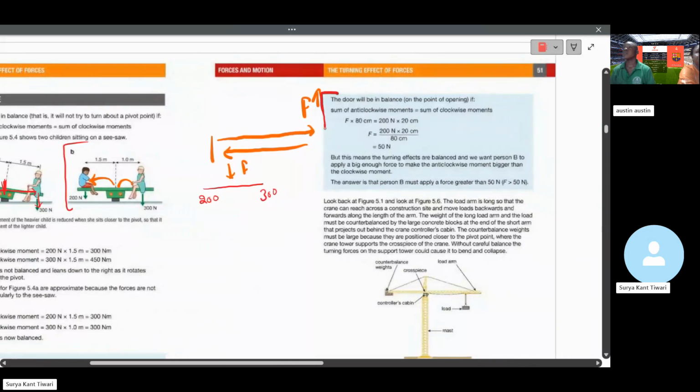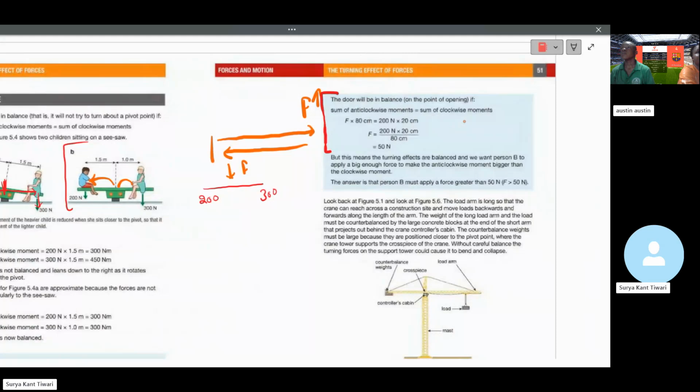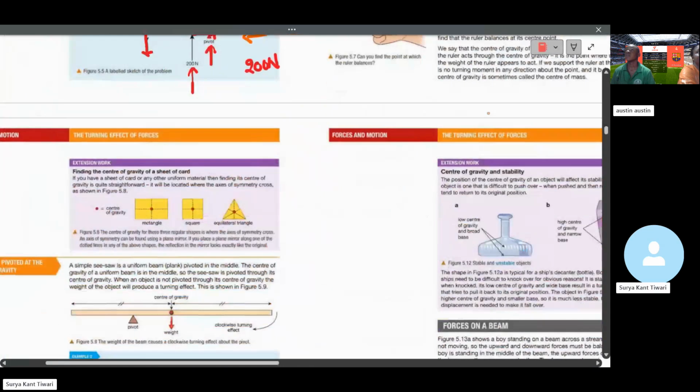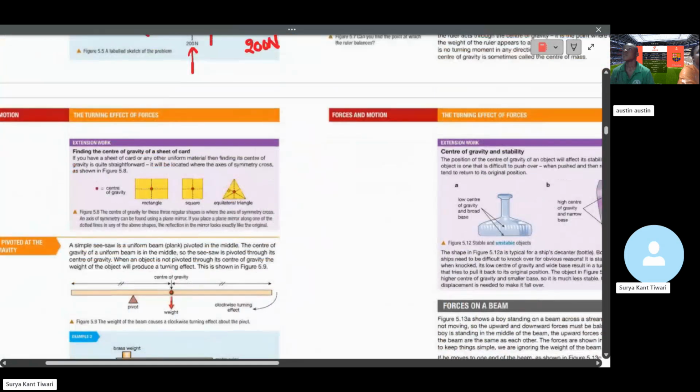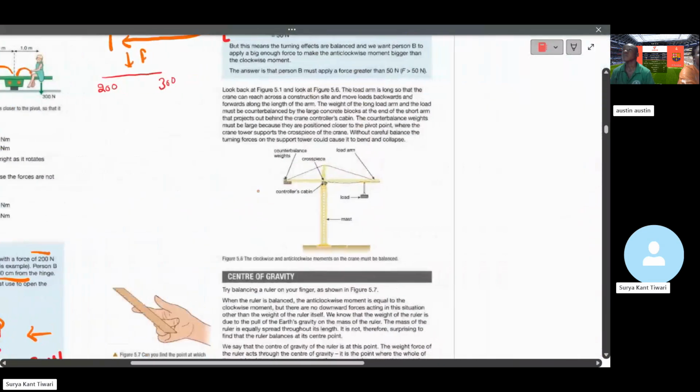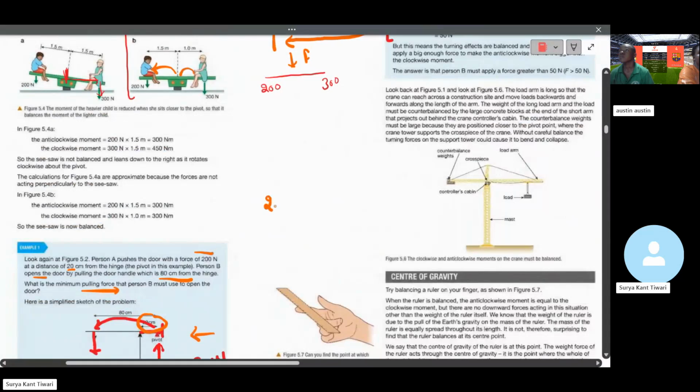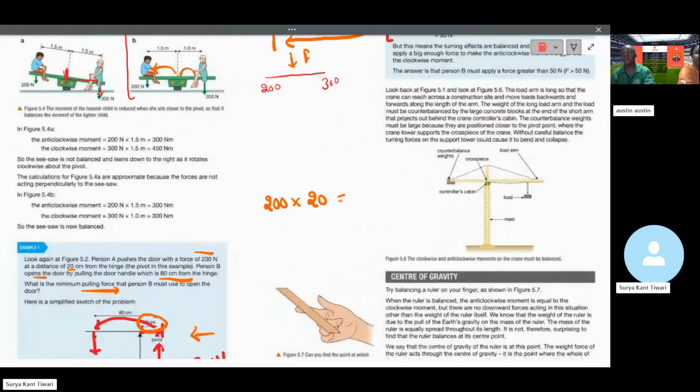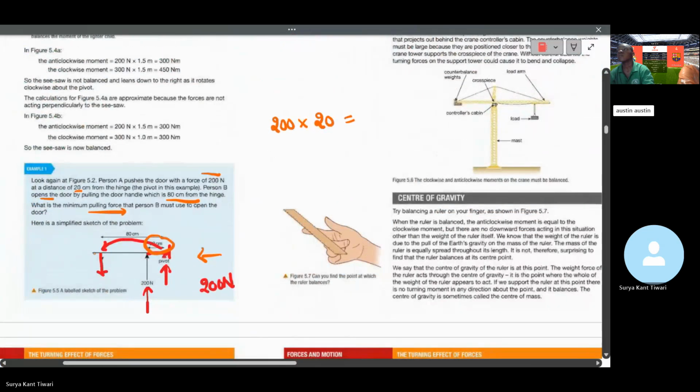So this is the calculation that you have to do. How much force are you applying on it? You are applying 200, right? And at what distance? You will say on the distance 20, right? So what will be the moment of force? The moment of force is force applied multiplied by the distance, which is 20, and this must be equal to this one. So the distance is 80, right?